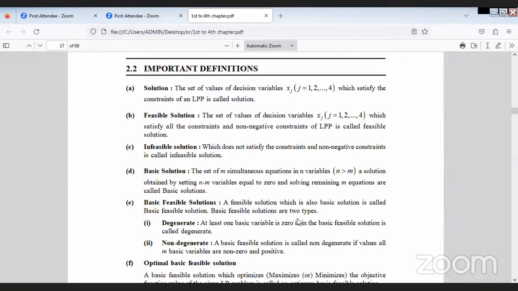Basic solution: for a set of m simultaneous equations in n variables, n greater than m, a solution obtained by setting n minus m variables equal to 0 and solving the remaining m equations is called a basic solution. Basic feasible solution: a feasible solution which is also a basic solution is called a basic feasible solution. Basic feasible solutions are of two types, degenerate and non-degenerate. If at least one basic variable is 0 in the basic feasible solution, it is called degenerate. At least one basic variable is 0.